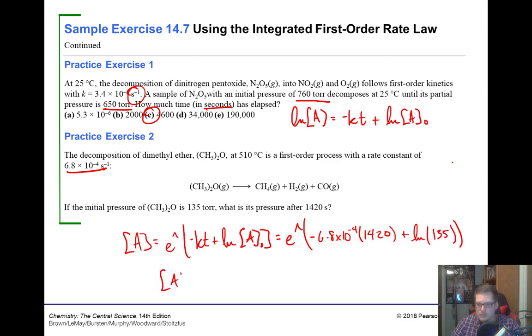All right, so the concentration of A is equal to, where is it in this calculator? All right. e to the negative 6.8 times 10 to the negative 4th times 1420 plus the natural log of 135. All right, and I got 51.4. How many sig figs? 2 sig figs, so just 51. So the concentration after 1,420 seconds is 51, and it would be in torr because our original was in torr.